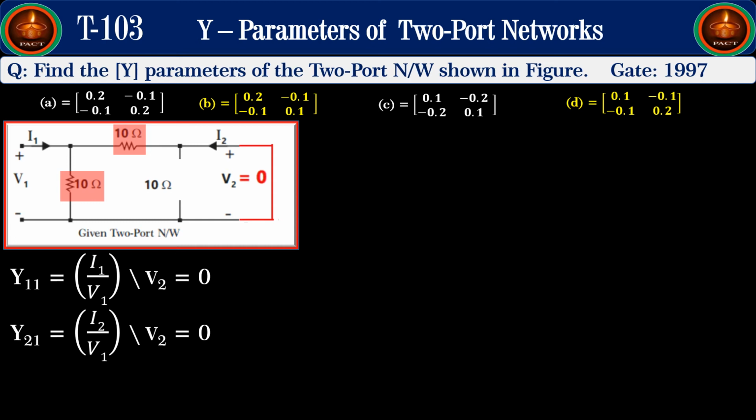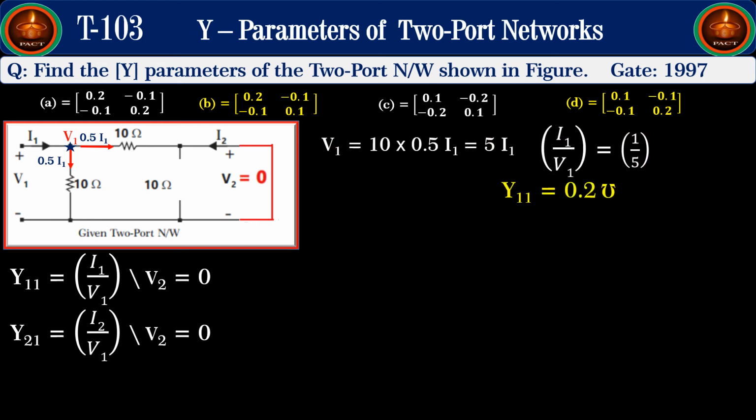Now, by writing the KCL at node V1, we get the current through this 10 ohm is 0.5 I1 and the current through this 10 ohm is 0.5 I1, the same because both resistances are 10 ohm each. Now, to find the ratio of I1 divided by V1, we know V1 is equal to 10 times 0.5 I1, and by solving we get y11 is equal to 0.2 mho.